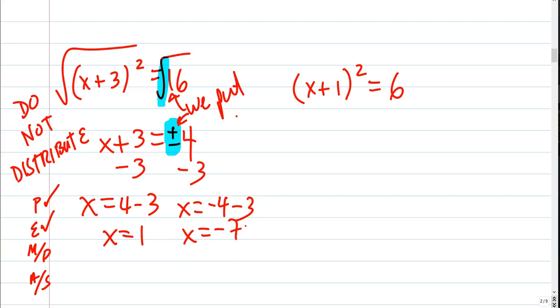Notice it is not plus or minus 1. The plus or minus didn't happen at the end. It happens wherever we put the square root. We have to consider a plus or minus. So we have plus 1 and minus 7.